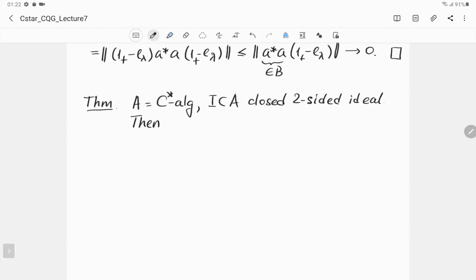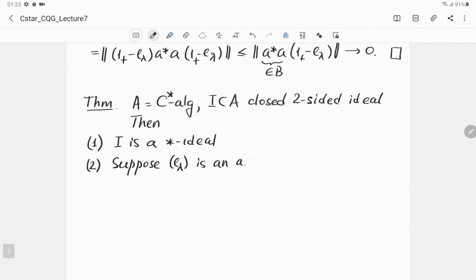Then I claim that, first of all, I is a star ideal. So each closed two-sided ideal of a C-star algebra is a star ideal. Second, suppose that we have an approximate identity. Suppose that e_lambda is an approximate identity in I.